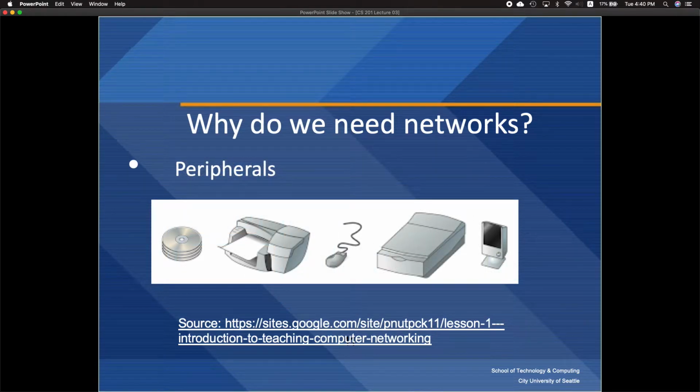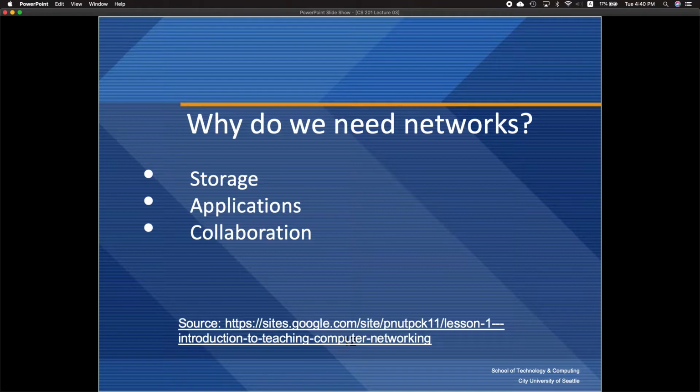And also for peripherals, right? To connect them, we need the network. You have the mice, speakers, connected to a cable, others using Bluetooth, others using Wi-Fi. And why do we need it? Again, to save information and share information. So, storage, applications, and collaboration.